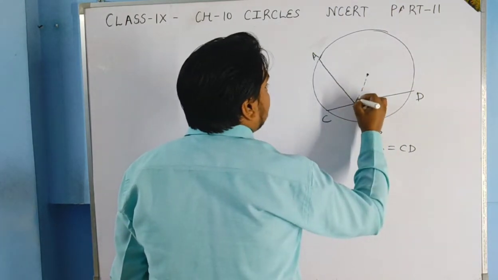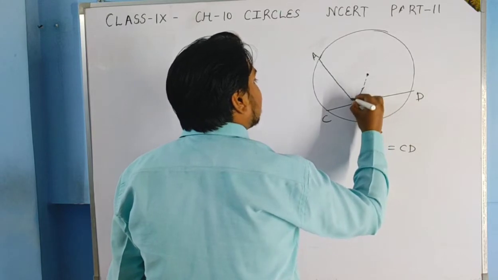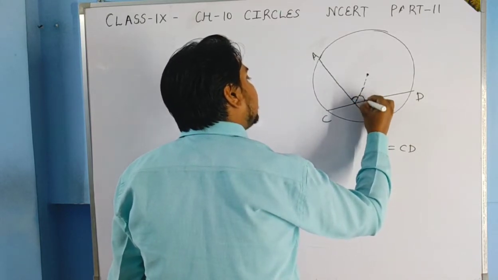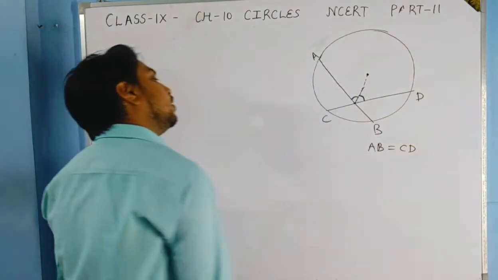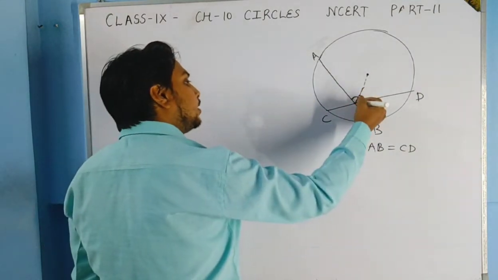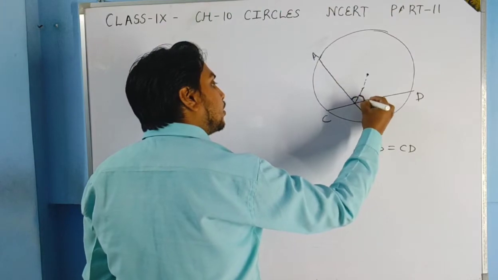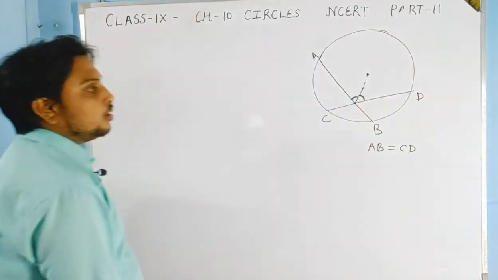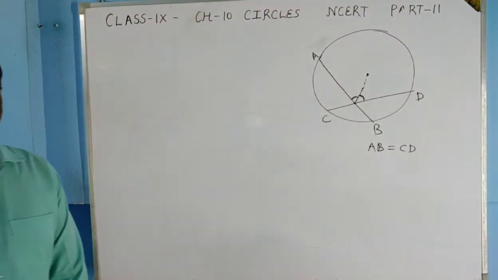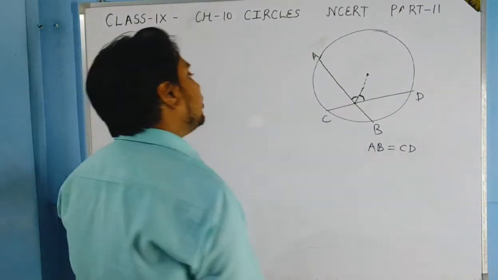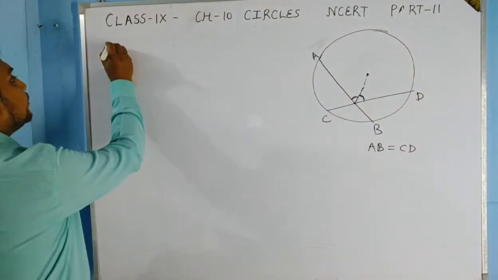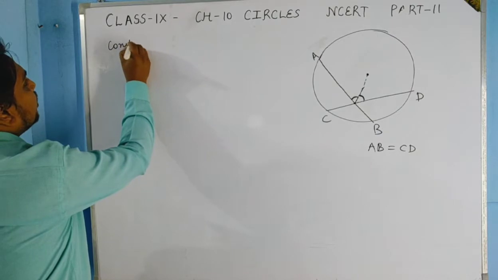Okay, you have to show that this angle is equal to this angle. The line joining to the center and the angle made on the chord. You have to show that these two angles are equal. Now how will you show it, students? For that we'll do some construction here.